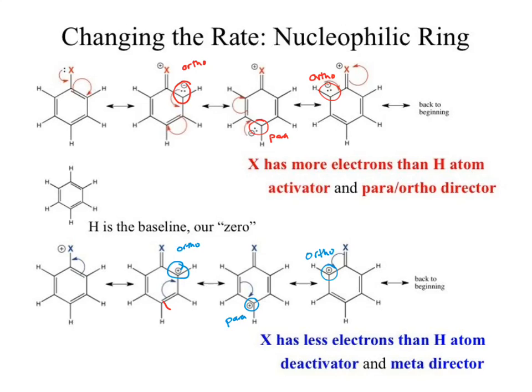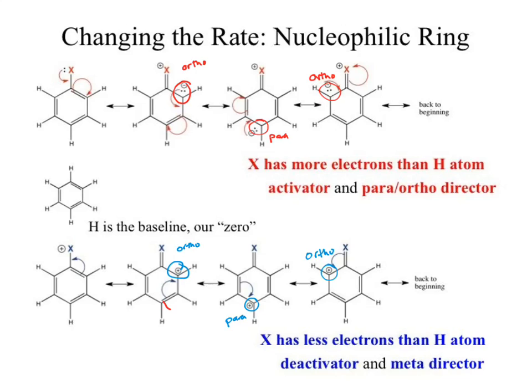Still ortho. Anybody see an issue here where this could get tricky? We're putting charges only at the ortho and para positions, in both cases. But in one case it's negative, in the other case it's positive. So don't memorize where you're putting the charge. Memorize how the charge got there. When it's our activator, that's a little bit nicer because we put the negative there. Those are activated. Those positions are awesome.